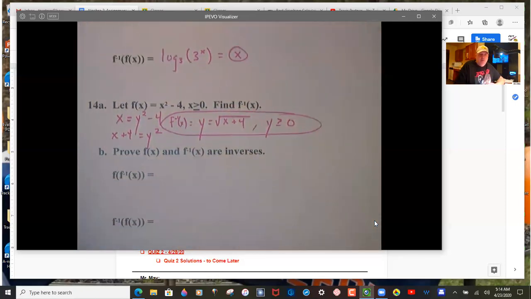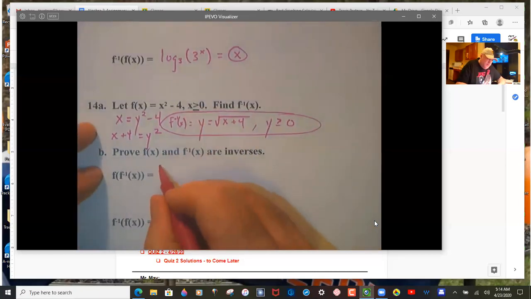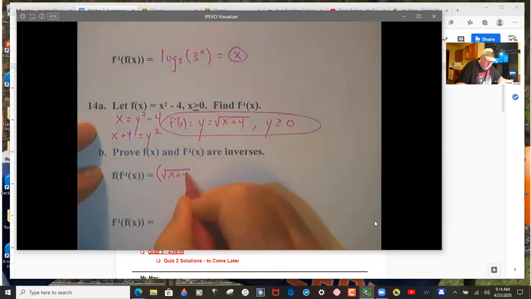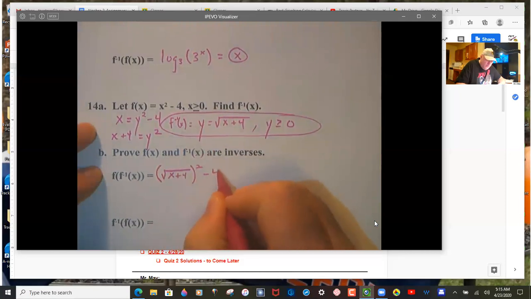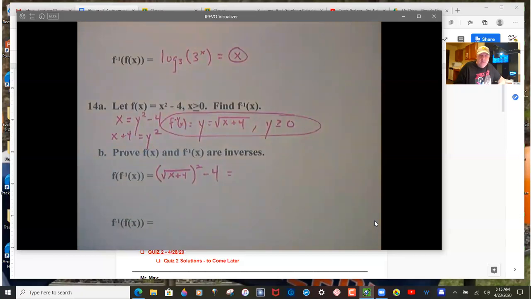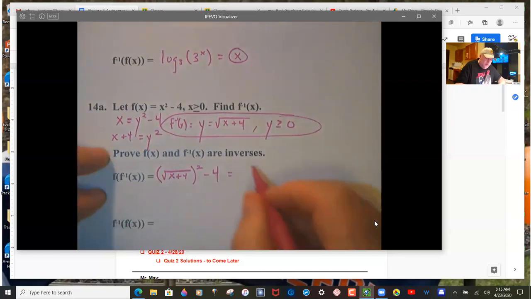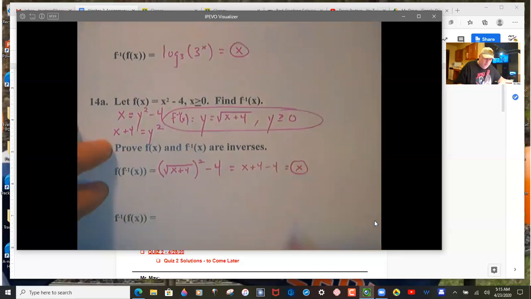Now, prove that they are. So this gets substituted into x. And now we need to crunch this out. So squaring a square root just means remove the square root piece. That easy. So x plus 4 minus 4.